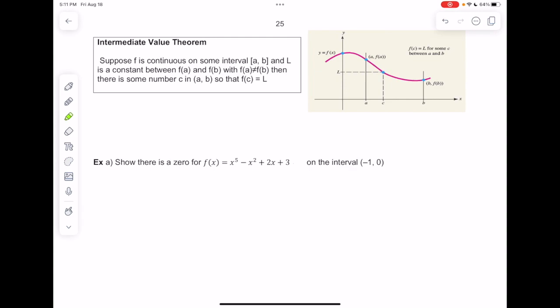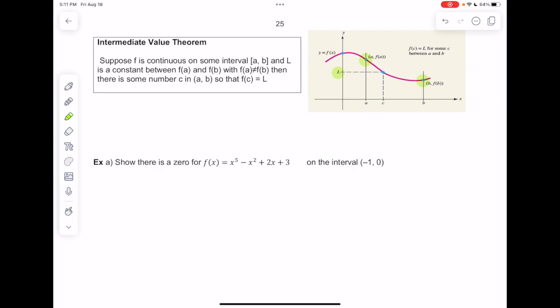So the theorem is called the intermediate value theorem. Suppose that f is continuous on some closed interval from a to b, and that L is a constant between f of a and f of b, with the heights of f of a and f of b not being equal or not being the same. So on this illustration over here, there's our f of a and f of b, and they're not the same. And here's a height L that's in between those two different heights. So that's what they're talking about.